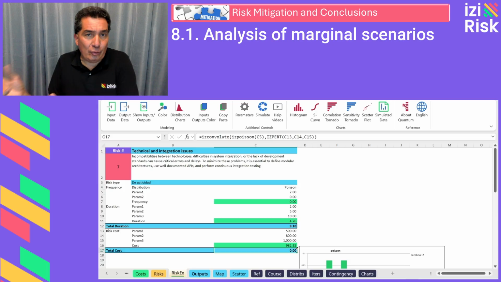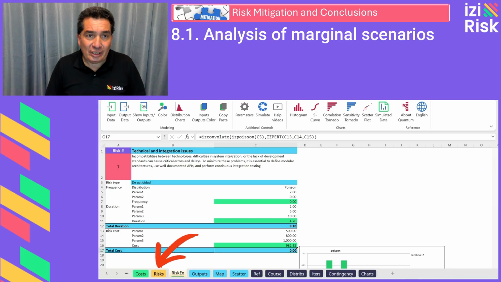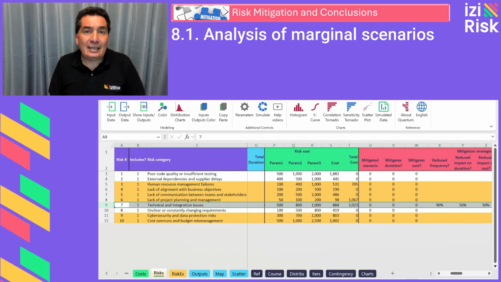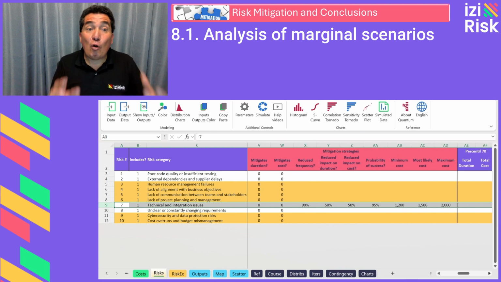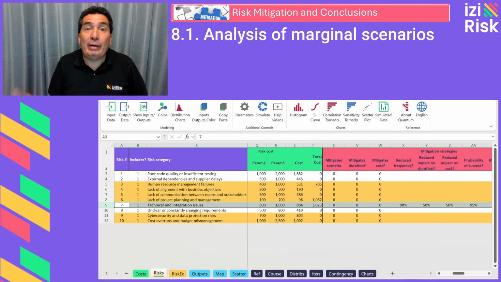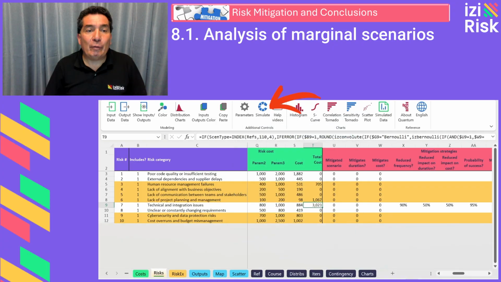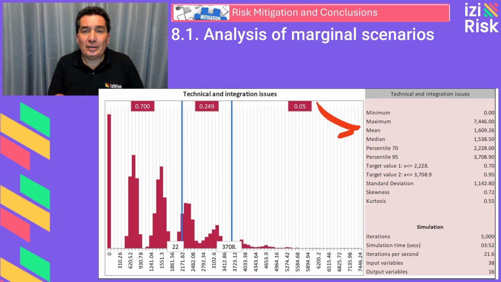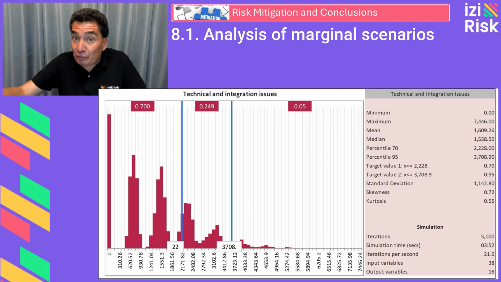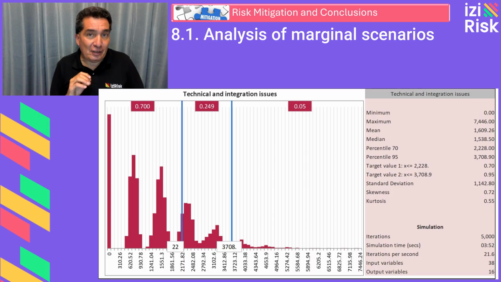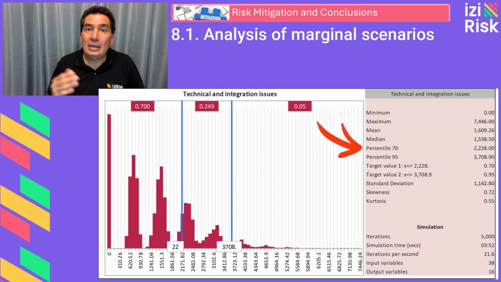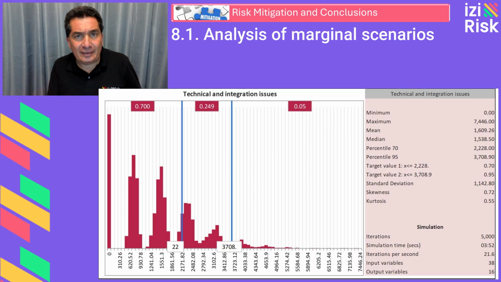The first option is through direct estimation. In the risks sheet, we define cell T9 as an output variable, which contains the total cost of the technical and integration problems risk. Then we simulate the model and analyze the histogram. The result shows that the average cost of a risk is approximately $1,560. This means that any mitigation strategy costing more than $1,560 would not be economically efficient. At the 70th percentile, the cost could reach $2,110, which could also serve as a decision threshold.